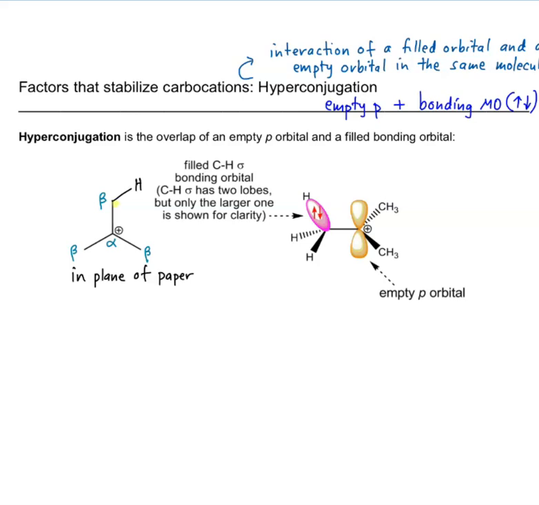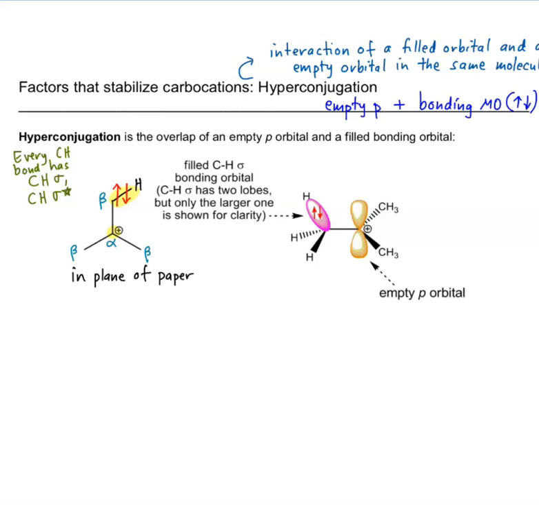The bond between a beta carbon and a hydrogen is a carbon-hydrogen sigma bond. And as such, it's going to be associated with a CH sigma orbital and a CH sigma star. It's the CH sigma that contains the electrons. So CH sigma and CH sigma star. So every CH bond has these two molecular orbitals. The p orbital exists on the carbon with the positive charge.